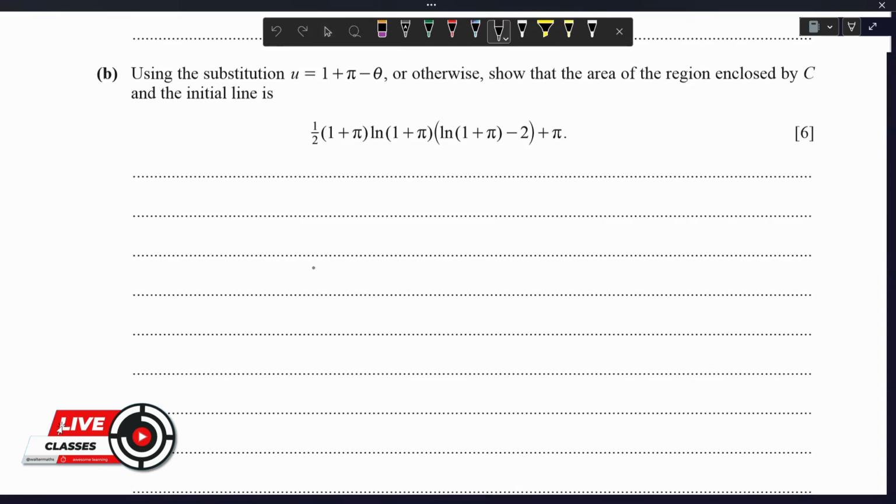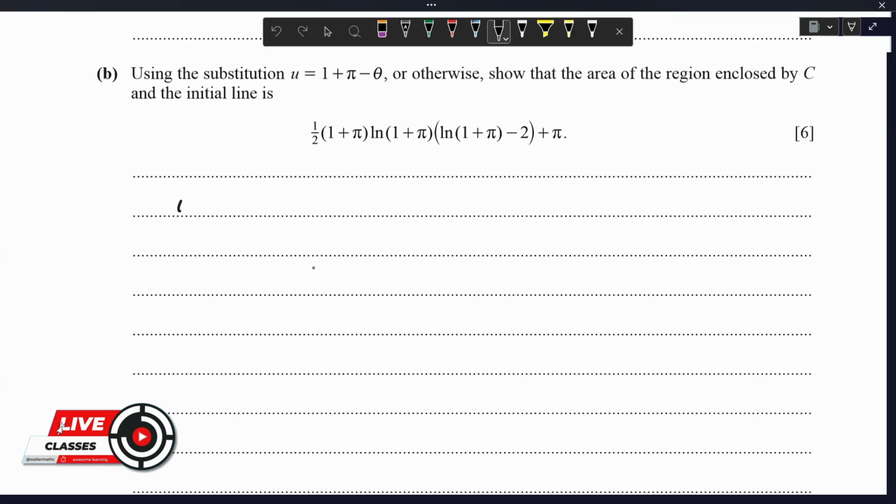So it says, using the substitution u = 1 + π − θ, or otherwise, show that the area of the region enclosed by C and the initial line is (1/2)(1 + π) ln(1 + π) (ln(1 + π) − 2) + π. All right. So this is integration by substitution.